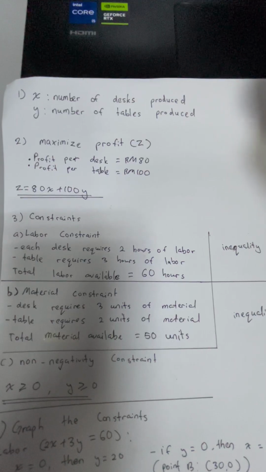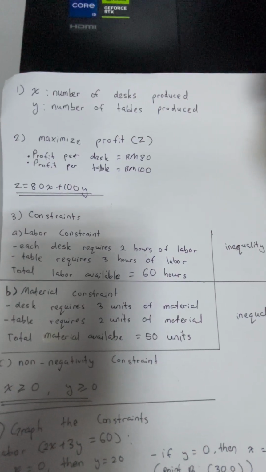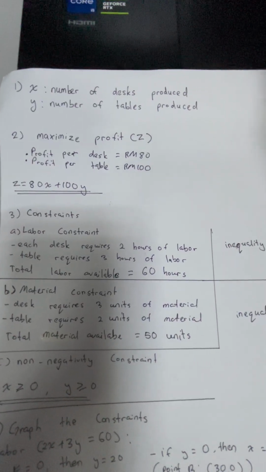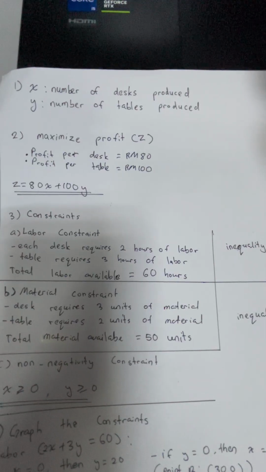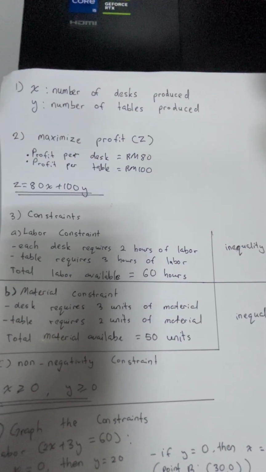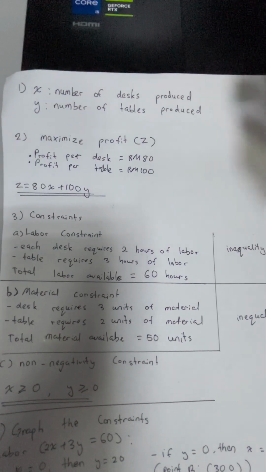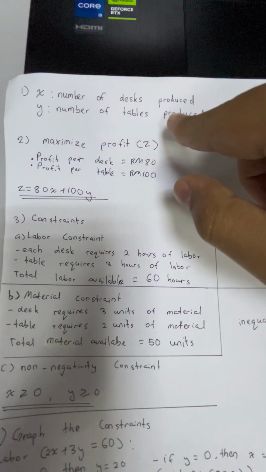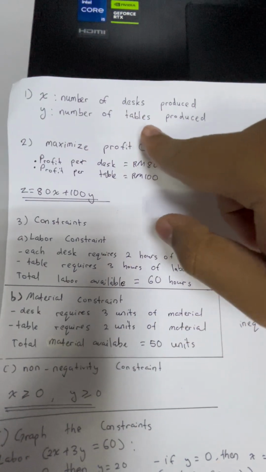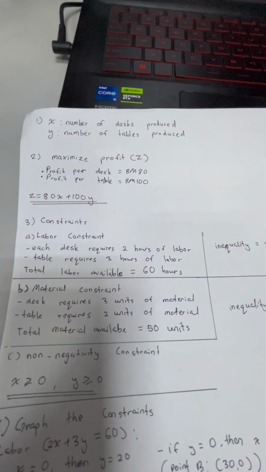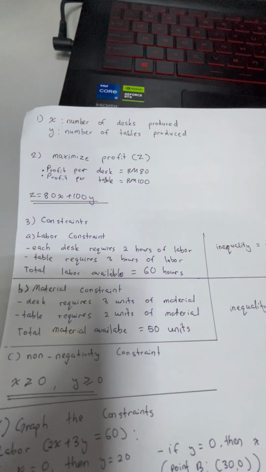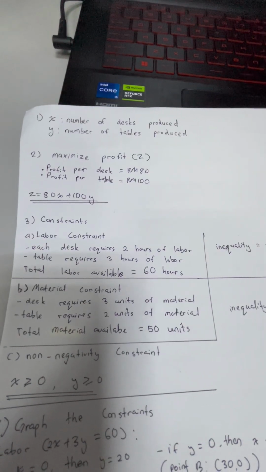So for our last topic, which is chapter 7, linear programming. To solve this question, our first step is to define the variables. I define x as the number of desks produced and y as the number of tables produced. The second step is to maximize profit, which is the objective of this question.